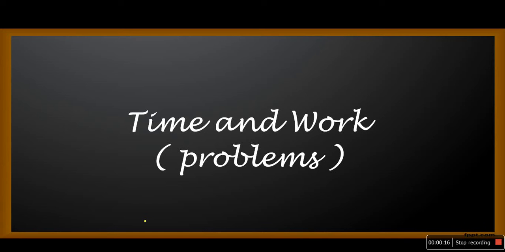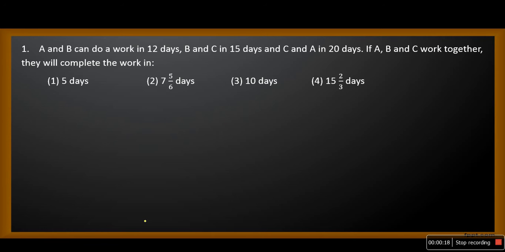Now coming to time and work. A and B can do a work in 12 days. B and C can do it in 15 days. C and A in 20 days. If A, B and C work together, they will complete the work in how many days?